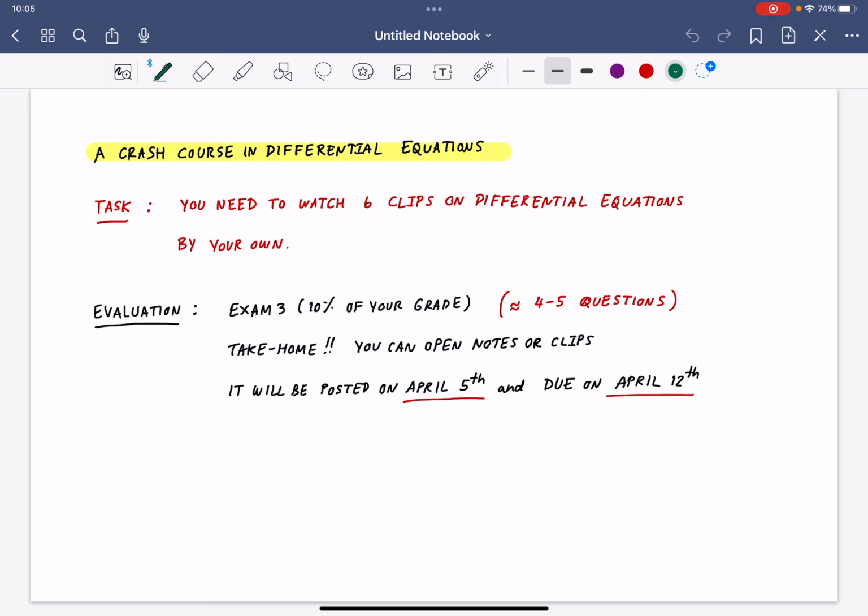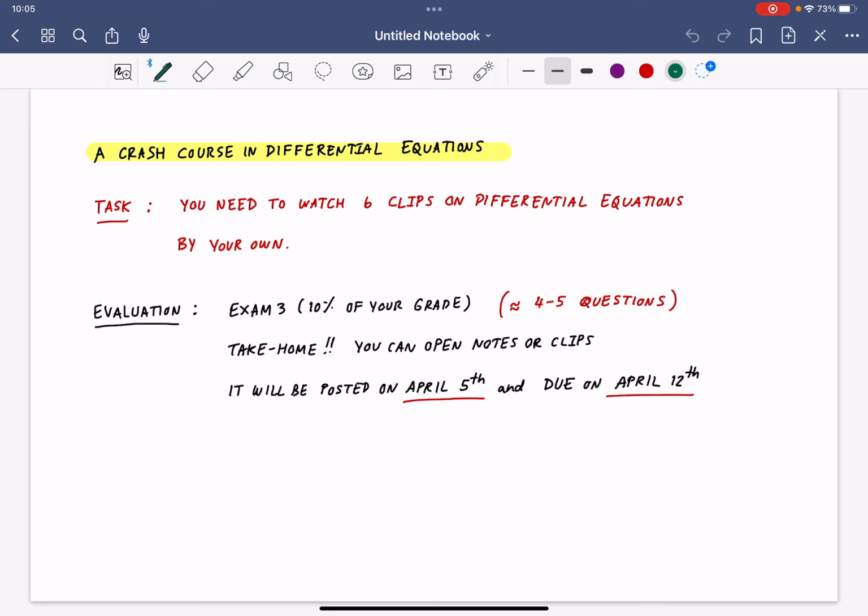tested on. Differential equations is going to be the take-home exam, which is called exam 3. It's going to be 10% of your grade. It's take-home, you can use open notes and open clips. It will be posted on April 5th and due on April 12th.